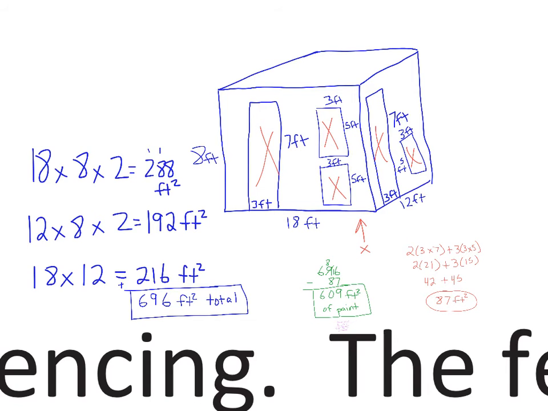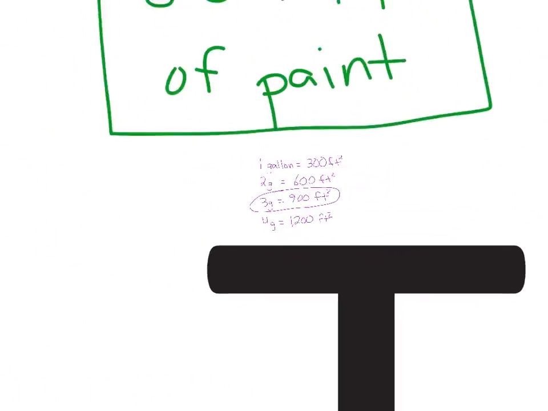But then see the windows, I just kind of drew them in wherever. And the doors are being X'd out. So there's 2 sets of the doors, 3 by 7s. And there's 3 sets of the windows, 3 by 5s. So take time to make sense of this. That's 87. So when you subtract the doors and windows from the total, you only get 609 square feet of paint needed.